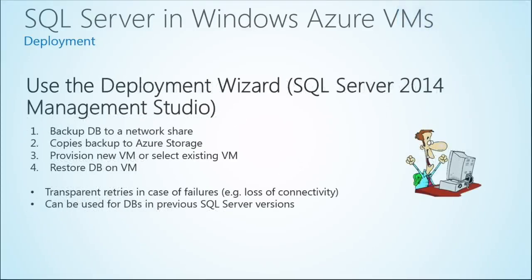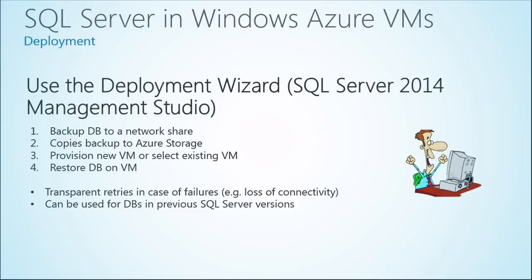Another option that we have in SQL Server 2014 is the deployment wizard. This is a wizard that we introduced in Management Studio, and you can use this to very easily move a database from on-premise into Windows Azure. The way this works is the wizard takes a backup of your database to a network share, and then we copy this backup to Windows Azure storage, and then we provision a new virtual machine, or you can select an existing virtual machine, and we restore the backup in that virtual machine.